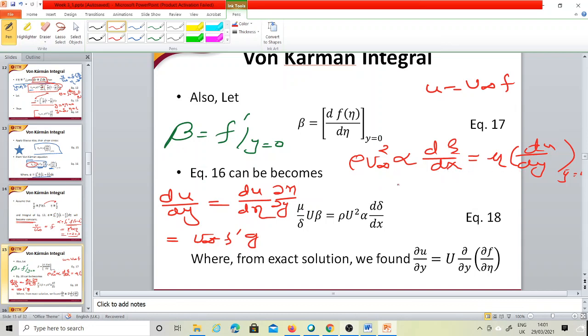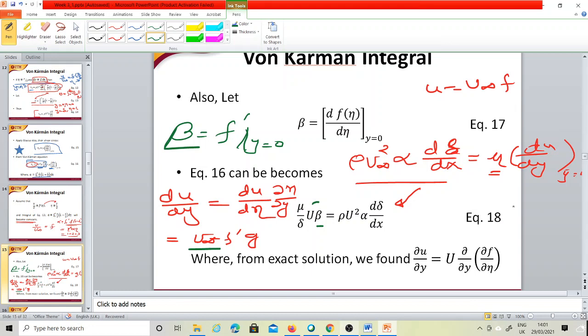If you put this value, you can see that this part is actually the same here, and this one is delta. On the other hand, mu is already there, and du by dy should be u infinity beta g. When you do the integration you have u infinity, so this is okay. f prime is beta, so beta is here. What you don't have is this g, which has 1 by delta. So how can we relate this?